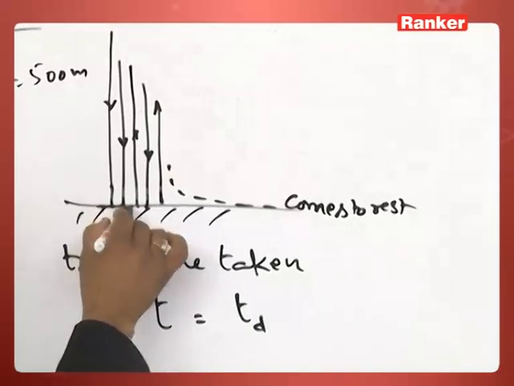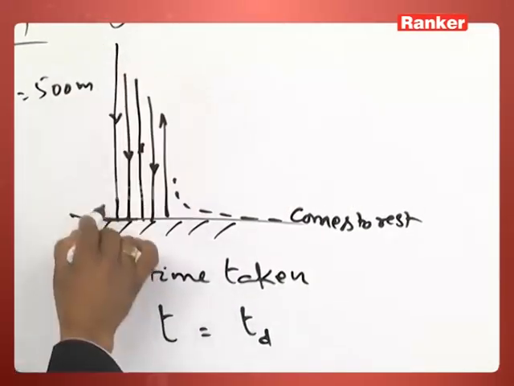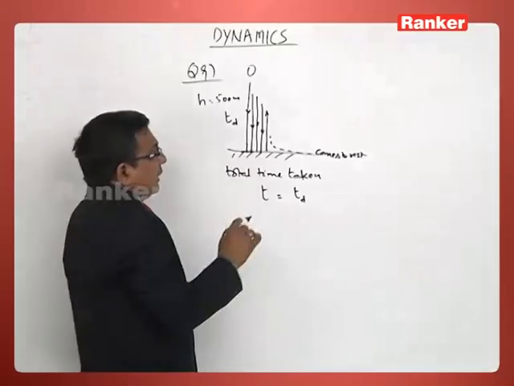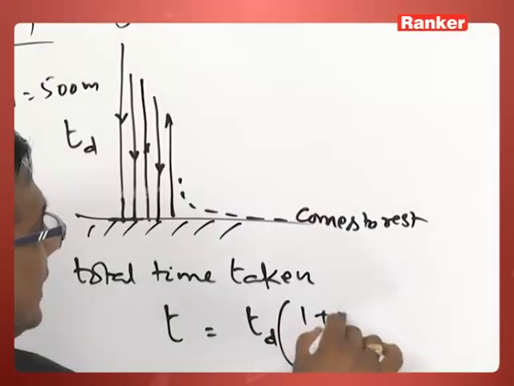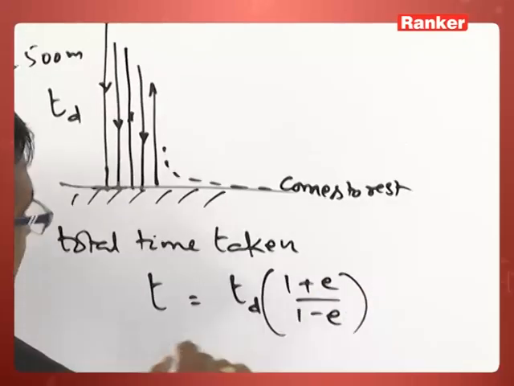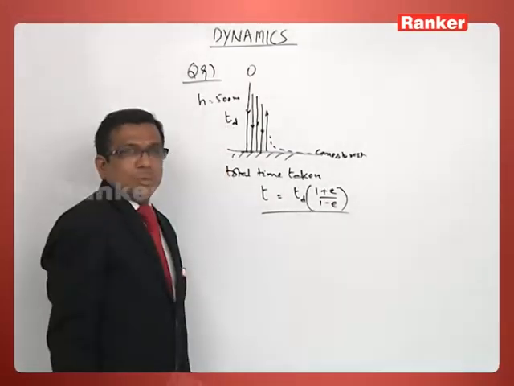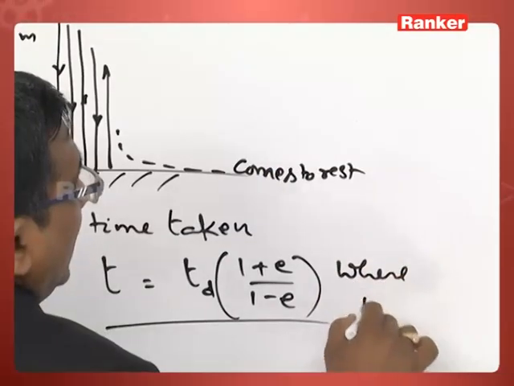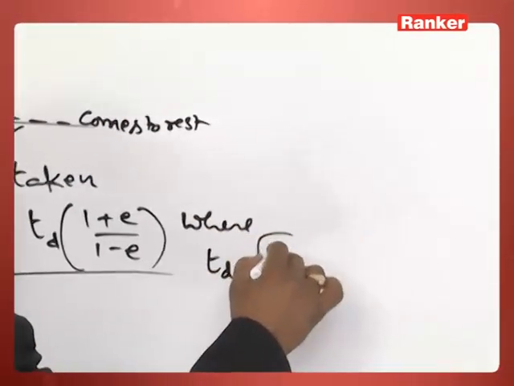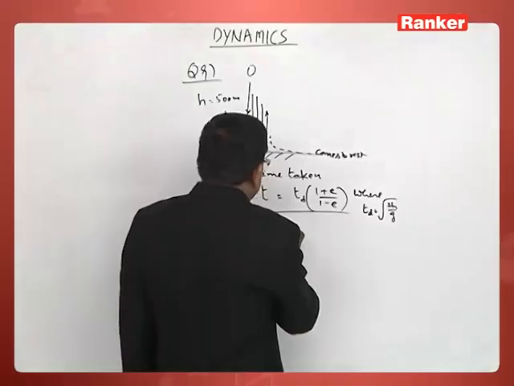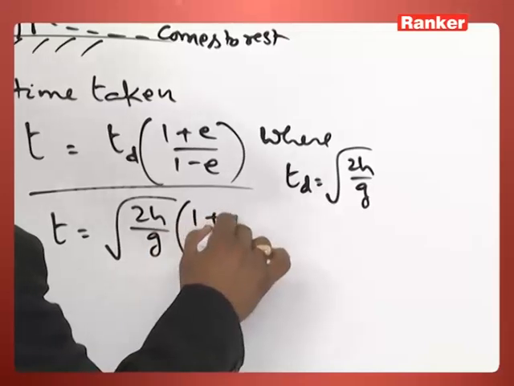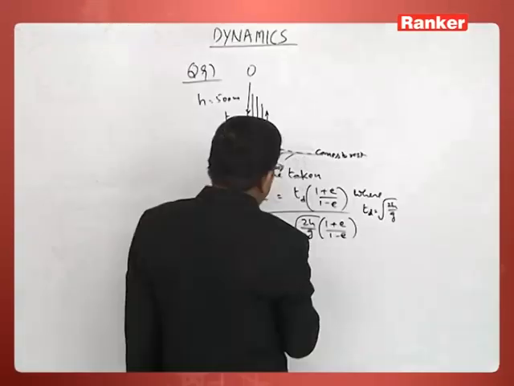The total time taken is equal to TD, because first to hit the floor it has to fall from the maximum height to the floor. This is called the time of descent. Total time is TD into (1 plus e) by (1 minus e). This is the direct formula, and you have to remember it. In this, what is TD? TD is equal to, from kinematics, root of 2h by g. So the total time will become root of 2h by g into (1 plus e) by (1 minus e). This is the formula you have to remember.